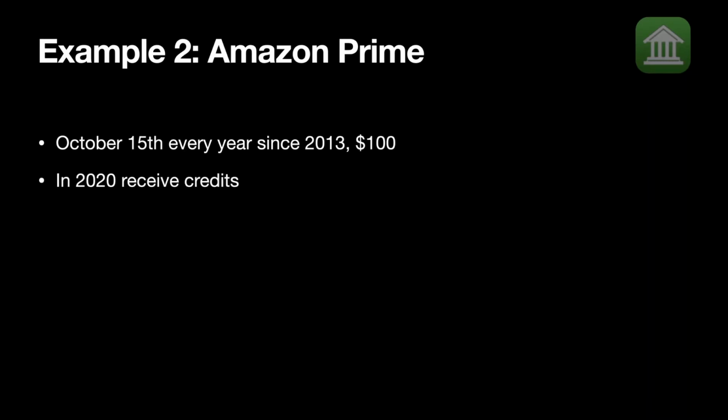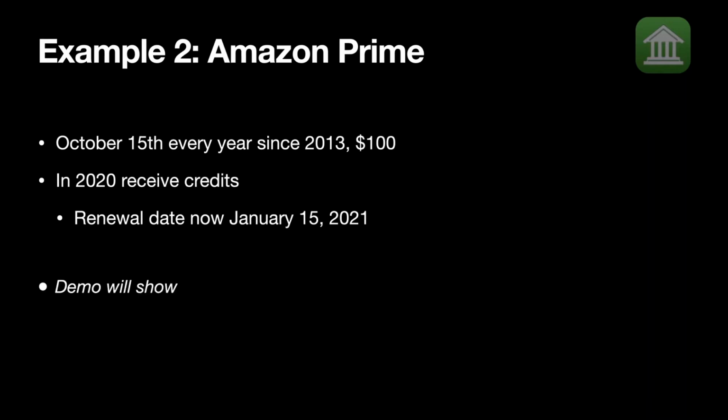Now I want to go through another example that's a little more complex, and this came from a customer's question. Let's say you have an Amazon Prime bill, and you've been paying it on the 15th of every year since 2013 for $100. Then in late 2020, you receive some credits. For whatever reason, Amazon says, hey, you know what? You get 3 months free of Amazon Prime. And so now your new due date is January 15th.